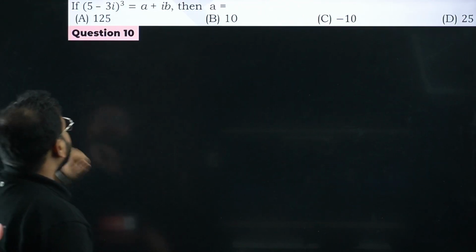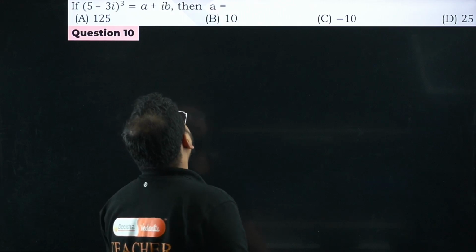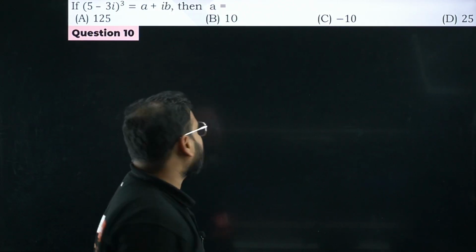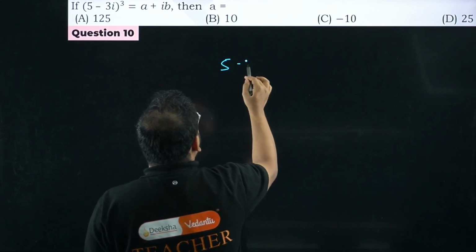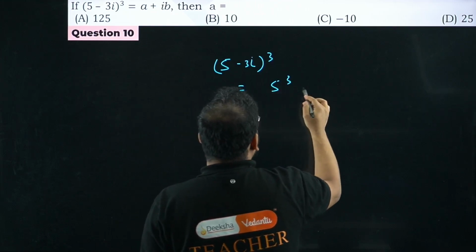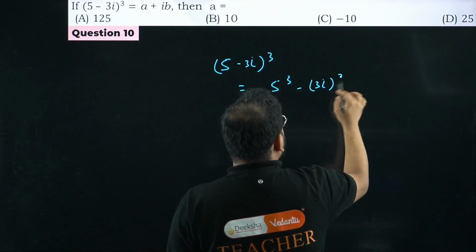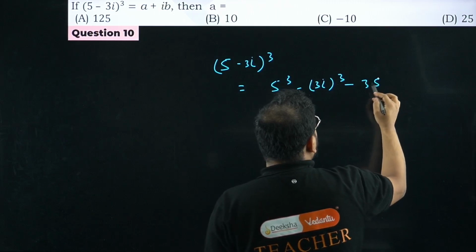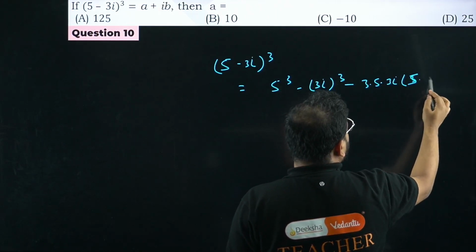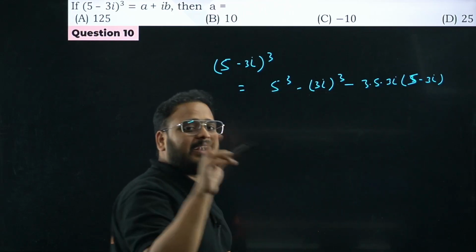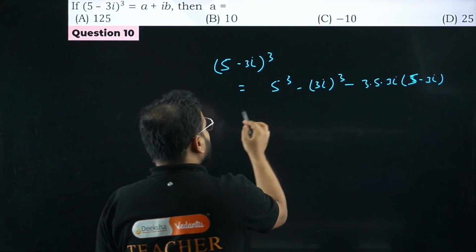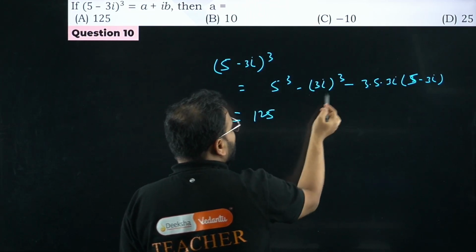Question number 10. (5 minus 3i) the whole cube equals a plus ib. Then what is the a value? Basically the real part, right? Let's look for the real part. We know the formula for this. (5 minus 3i) the whole cube will be 5 cube minus (3i) cube minus 3 times 5 times 3i, and we have (5 minus 3i). So wherever you find i values after the simplification, you just forget that. Only the real part, right? So 125 is okay.